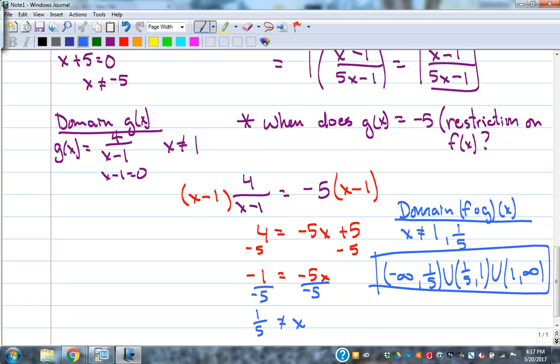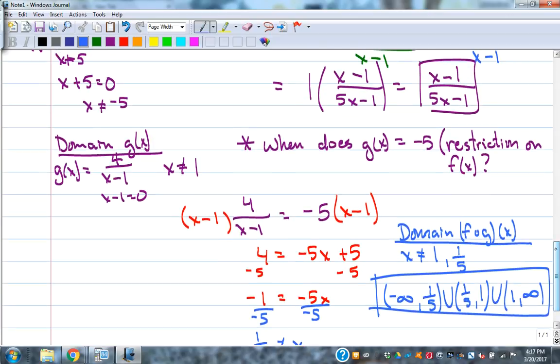These restrictions right here, this 1 and this 1/5, they're coming from the g of x function and then the composite function. Let's look back at our composite function that we worked out. Look at the denominator right there. What's the value that would make that not work? It's 1/5. It's the same. They match up. You don't have to have the composite function to get that restriction, but that's where it's coming from, from the two original functions, where they're equal. The restrictions are equal to the domain part of the function.